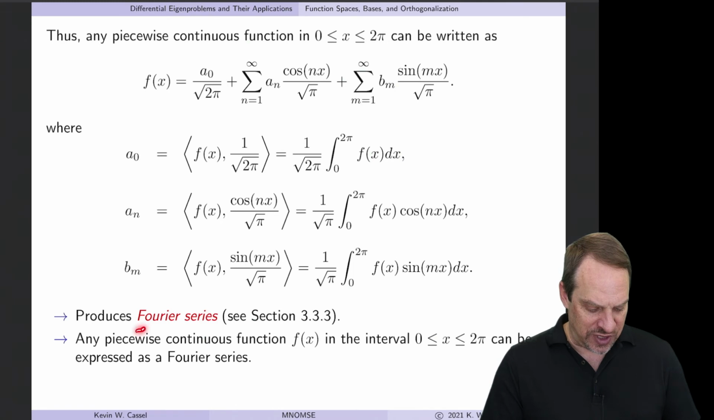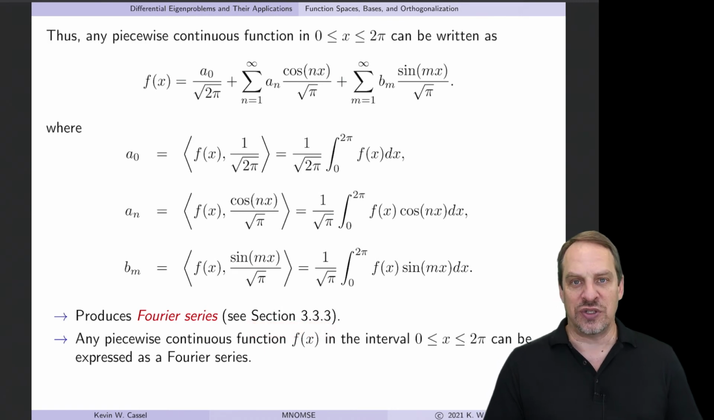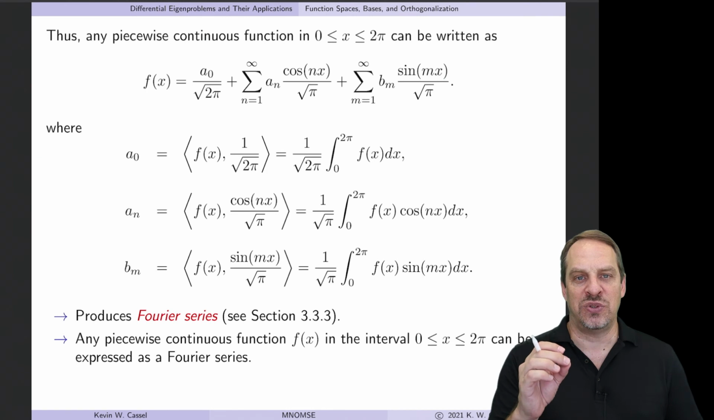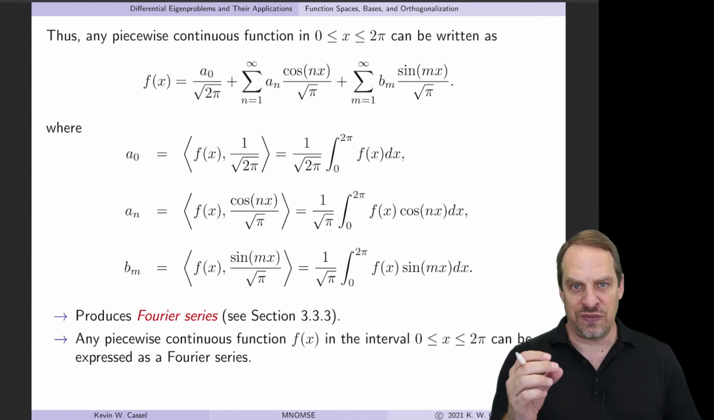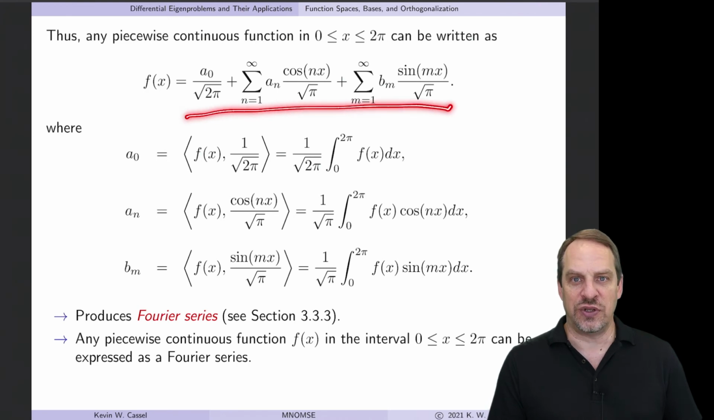So this is a Fourier series, which also should sound familiar. We'll talk again more about Fourier series in a later section in the chapter. But now again, the point being that any piecewise continuous function f of x or u of x or whatever, can be expressed as a linear combination using the Fourier series.